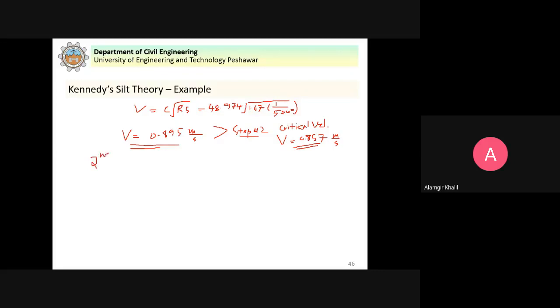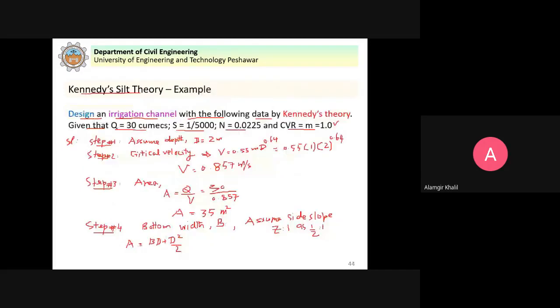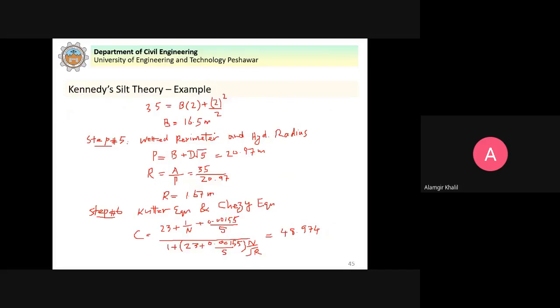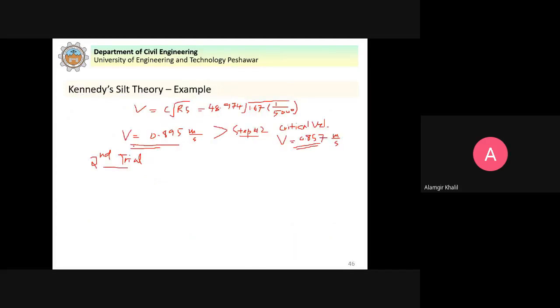So I will just quickly go through the steps now. For the second trial, we now assume another value of the depth. Now we should increase or we should decrease the value of D. We assumed here the value of depth is 2 meter. Now you can see here that this velocity, we want to decrease because it is greater, or you want to increase this velocity because it is smaller.